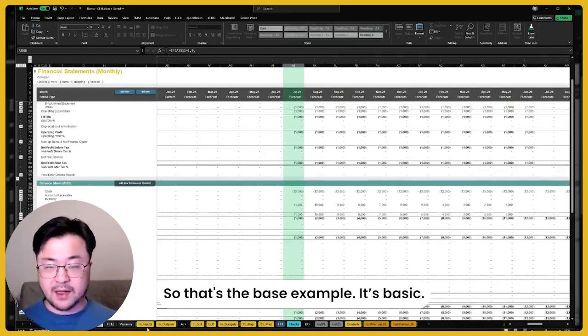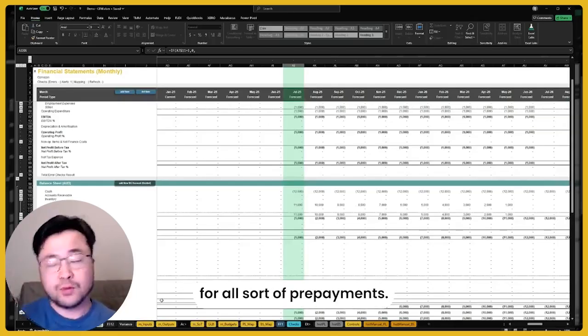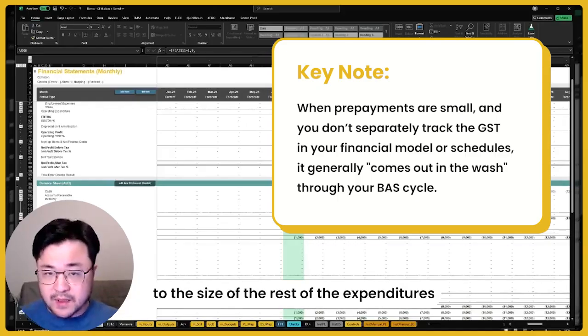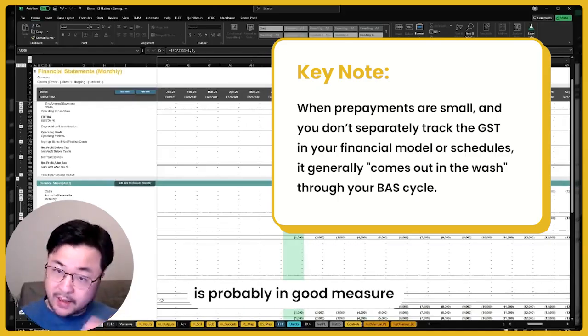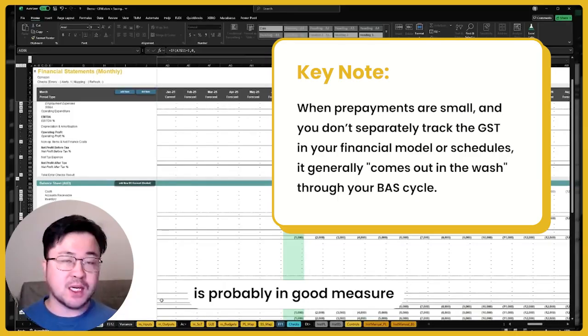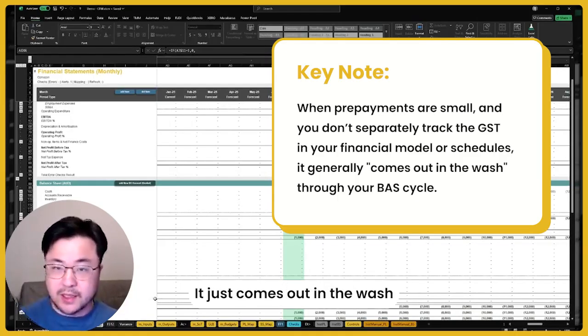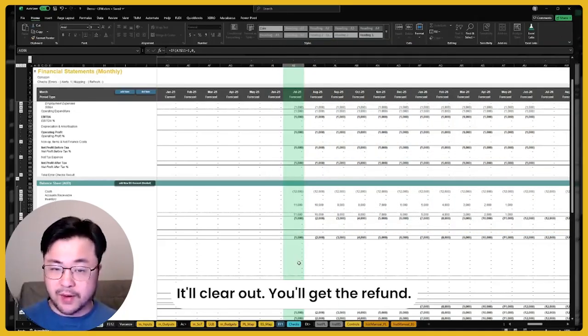It's basic, it works very well, and this holds true for all sorts of prepayments. If they're not sizable relative to the rest of the expenditures for your business, or your bank account is probably a good measure, then it's sufficient to just do this. It just comes out in the wash as you go through your BAS cycle. It'll clear out, you'll get the refund.